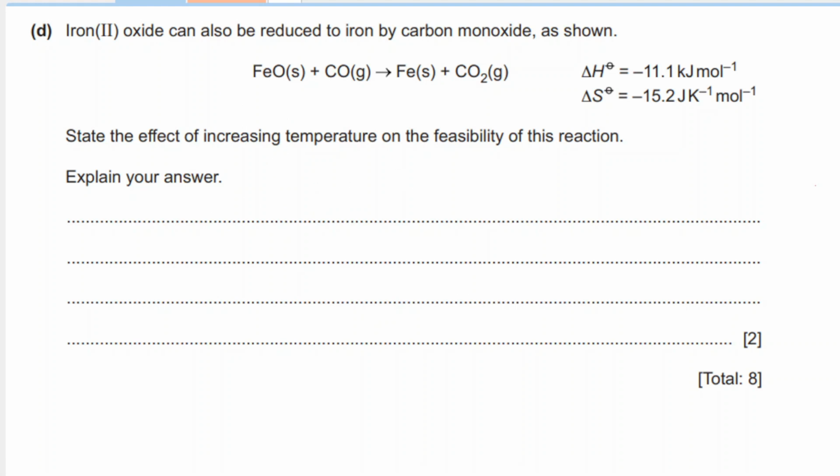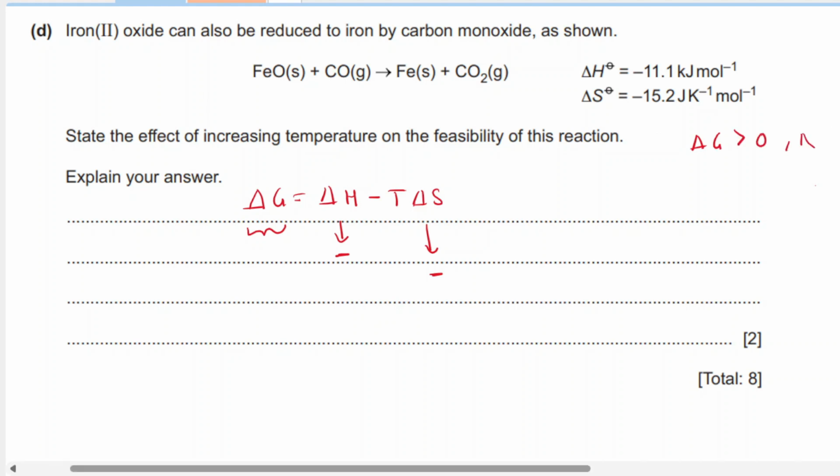Your first step to solve this kind of question is to write the formula again. ΔG equals ΔH minus TΔS. We are given that ΔH over here is negative, so we have this one as a negative value. You have ΔS as also negative over here. This is negative as well. What we are trying to do is find the sign of ΔG, because if ΔG is greater than 0, then the reaction is not feasible. But if ΔG is less than 0, then the reaction is feasible. So we have to try to find out what will be the sign of ΔG.